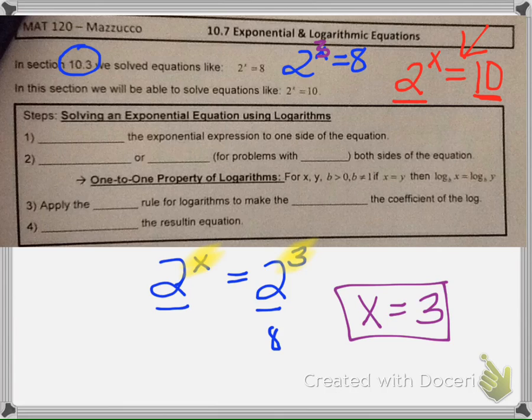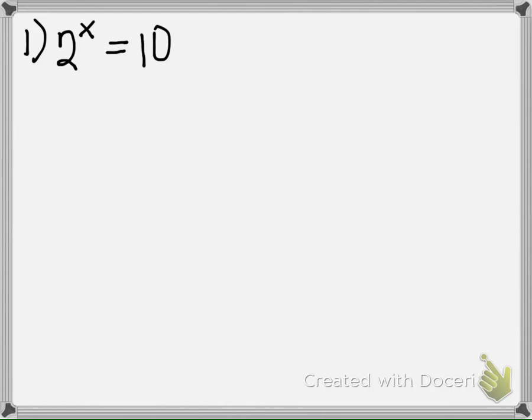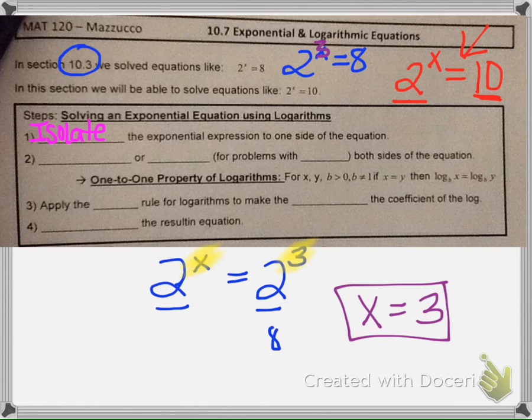The first step is we are going to isolate the exponential expression to one side of the equation. So if we take a look at example 1, we want the exponential, so that means the base and the exponent all by itself. So with problem 1, we can skip step 1. It's already isolated. Step 2, we are going to log or natural log both sides.